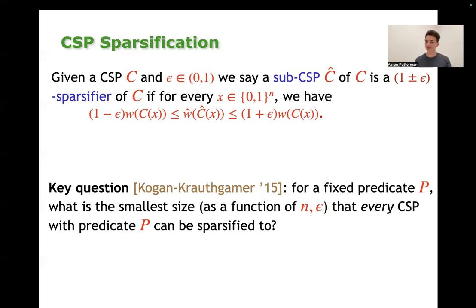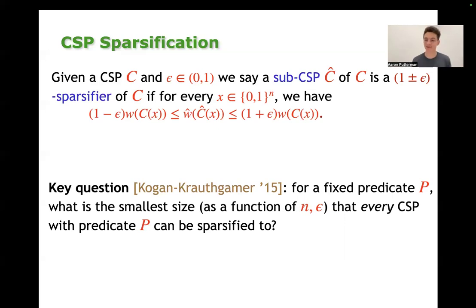And so just like in graphs where the desire is to get very sparse graphs that preserve the cut structure, here the goal is to get sparse sub-CSPs that preserve the values of all assignments. The key question in this direction, as was first mentioned in the work of Kogan and Krauthgamer in 2015, asks: for a fixed predicate P, what is the smallest size, as a function of the number of variables n and epsilon, that every CSP with predicate P can be sparsified to?